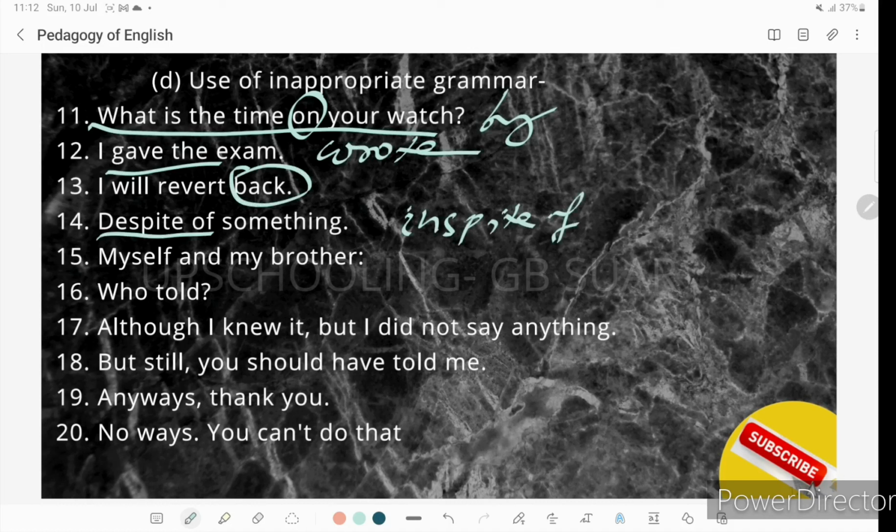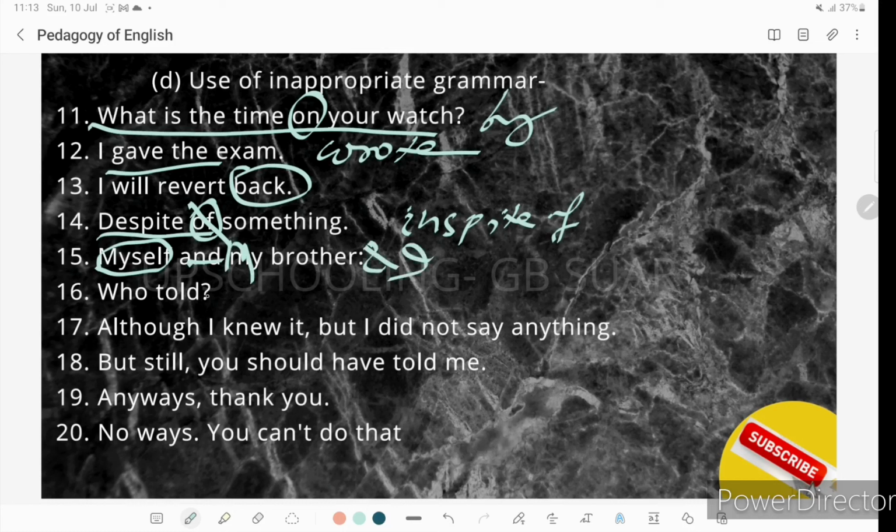Despite of several challenges, he won the race. No. आप खाली बोलिए डिस्पाइट सेवरल चैलेंजेस, आप 'of' मत लगाइए यहाँ पर. डिस्पाइट का मतलब है इन स्पाइट ऑफ. Myself and my brother. No, don't start with the possessive form. My brother and I. ठीक है.